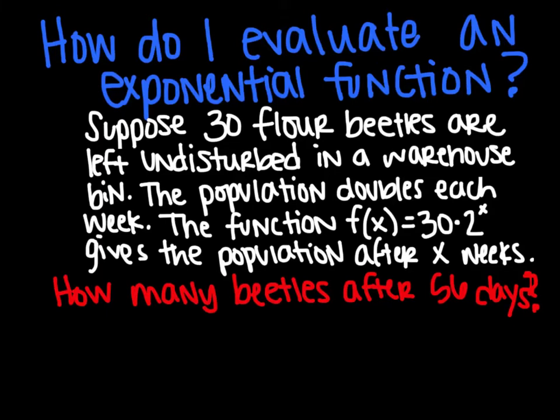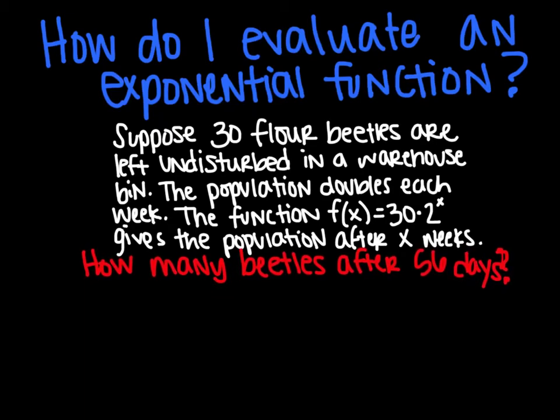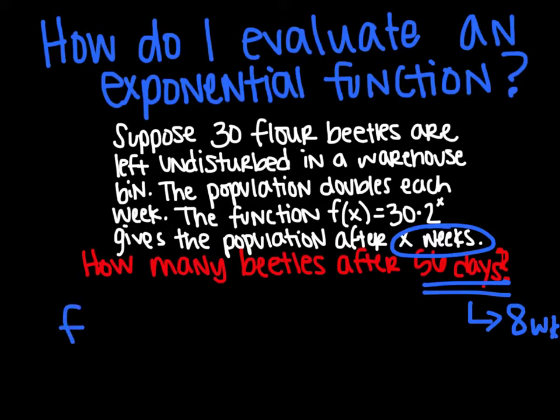The first thing we have to do is just a little bit of conversion. We're talking about x. X is the number of weeks, which is really important because we're talking about days. So we have to convert those 56 days into weeks, and that is going to be 8 weeks. So when I'm solving and using my function, f of x equals 30 times 2 to the 8th power, and f of x is just a fancy way of saying y, so don't let that confuse you.